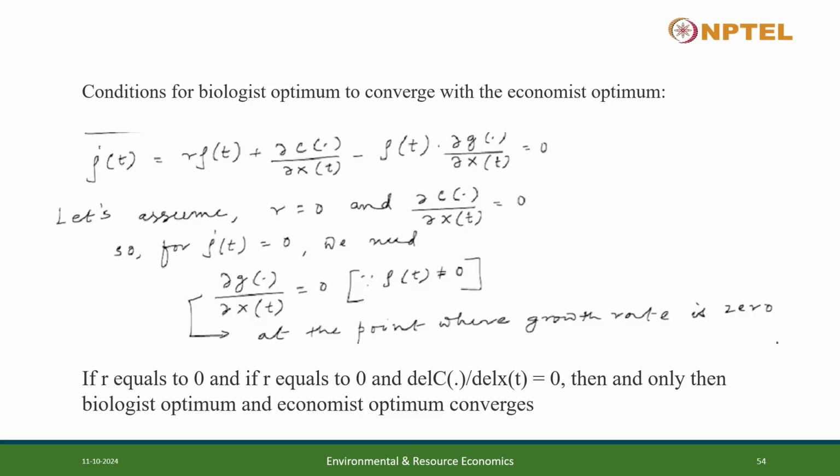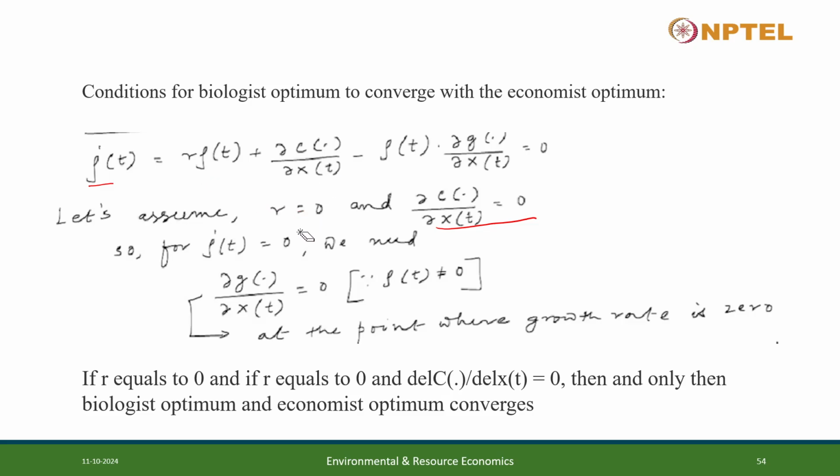From here we are trying to derive the condition where the biologist's and economist's optimum intersect each other. So now we have this function which we have derived, that is rho dot t is equal to r t plus change in cost plus this growth function. Now let's say that we take r equal to 0 and the change in cost with respect to stock is 0. Then this term is 0. So for steady state, we equate this whole term to 0.